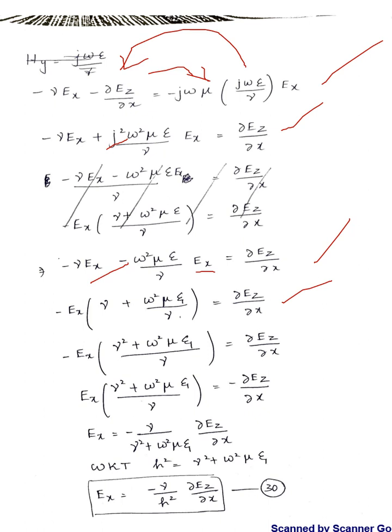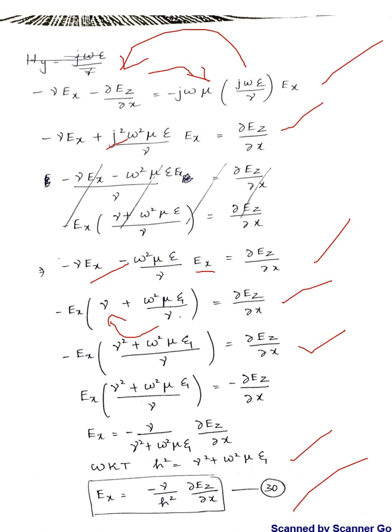After that, I'm going to take the LCM, the same process you're going to repeat, and write the equation as such. Can you see that instead of h square, I'm going to substitute gamma square plus omega square mu epsilon. You substitute the same thing, and after simplification you will get Ex is equal to minus gamma by h square dou Ez by dou x.